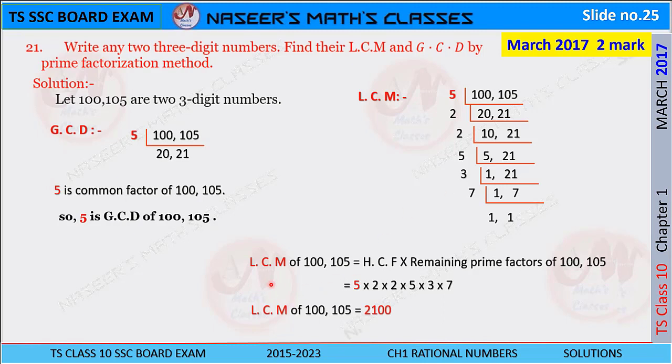So LCM of 100 and 105 is equal to written as HCF into remaining prime factors of 100 and 105. So here 5 is HCF, remaining prime factors are 2, 2, 5, 3, 7. So we can write 5 into 2 into 2 into 5 into 3 into 7. By multiplying these, we get 2100. Therefore, LCM of 100 and 105 is equal to 2100.